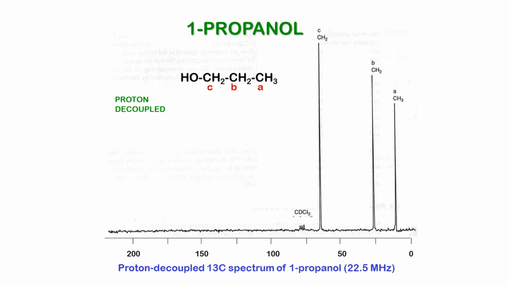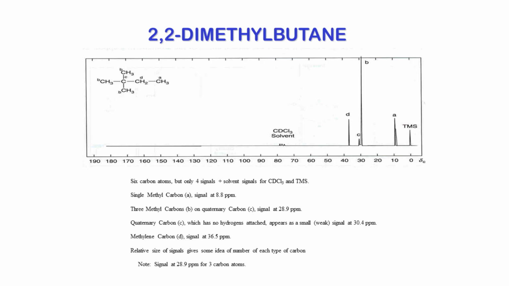Finally, let's look at some spectra to see these principles in action. Here's the proton decoupled 13C spectrum of 1-propanol, showcasing the simplicity and clarity achieved through decoupling. Let's start with 2,2-dimethylbutane. This compound has 6 carbon atoms, but only 4 signals due to symmetry.